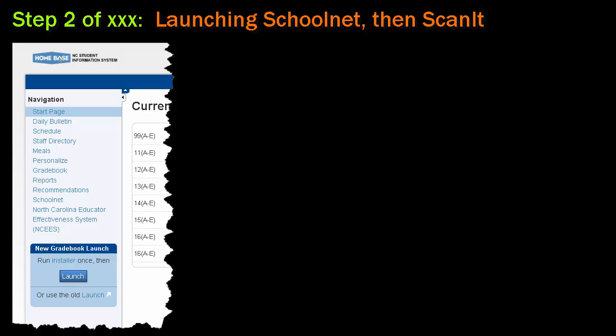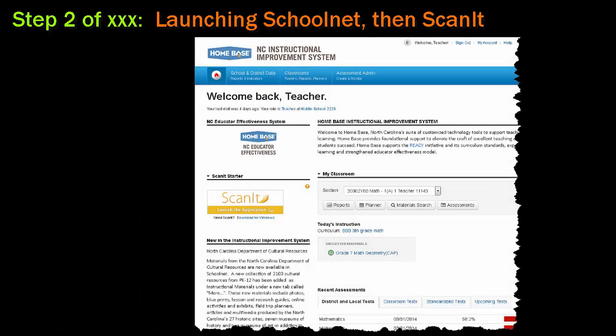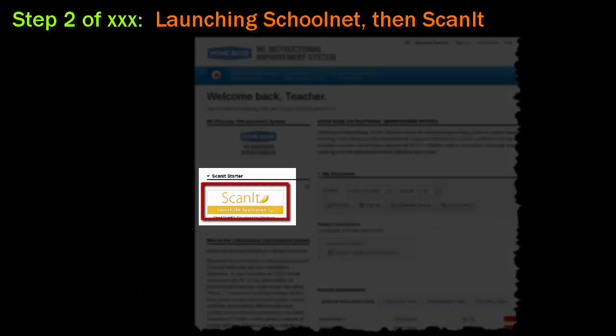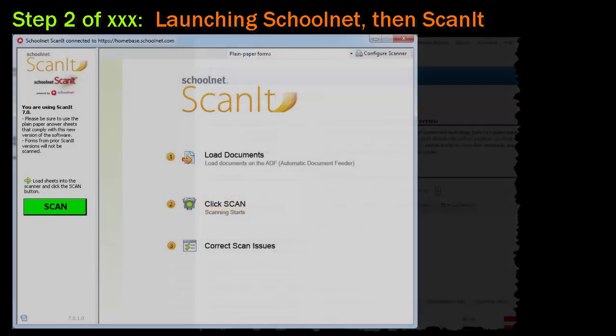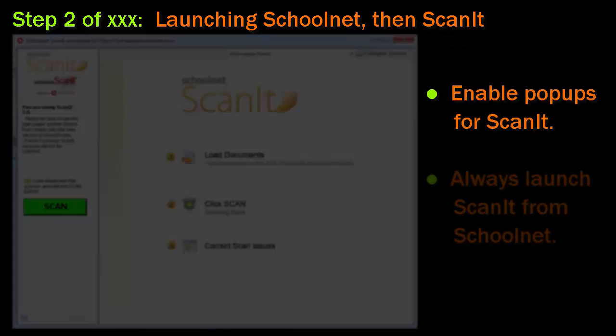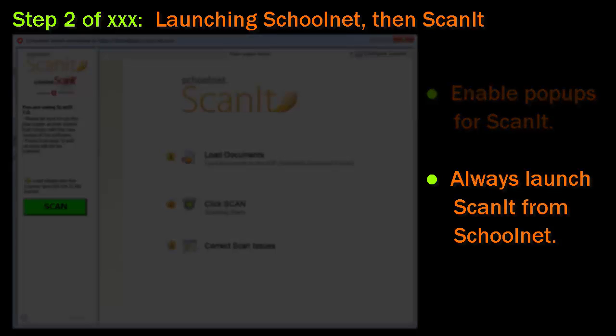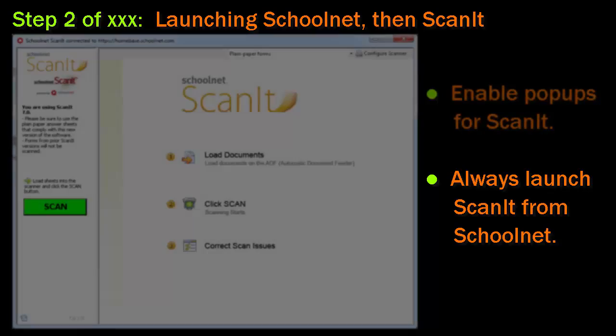Step 2. From the PowerSchool homepage, launch Schoolnet from the navigation bar. On the Schoolnet homepage, click the ScanIt button to start ScanIt in a pop-up window. Important: if your web browser warns you about this pop-up attempt, you should allow it and have it remember this choice for future launches of ScanIt. And note also that ScanIt can only be launched from within Schoolnet.